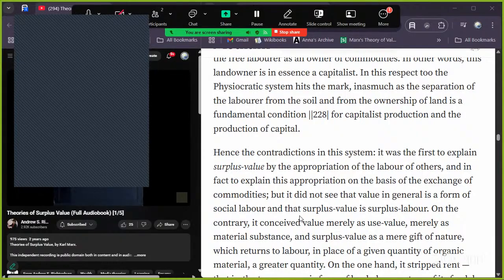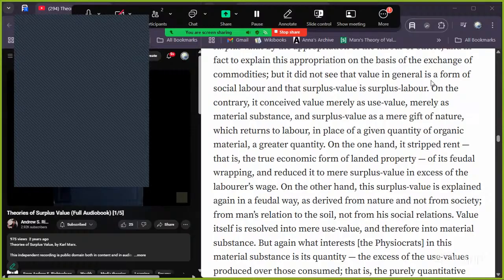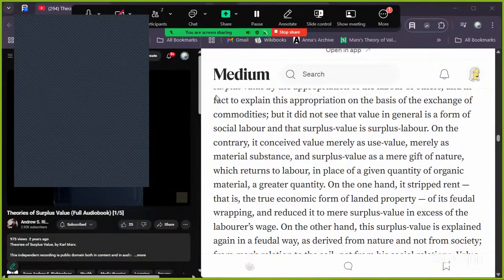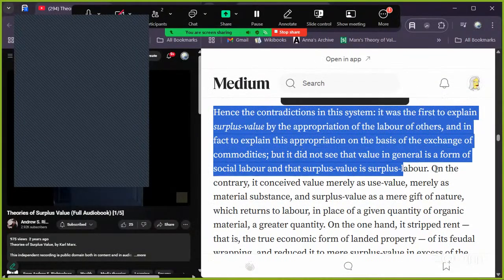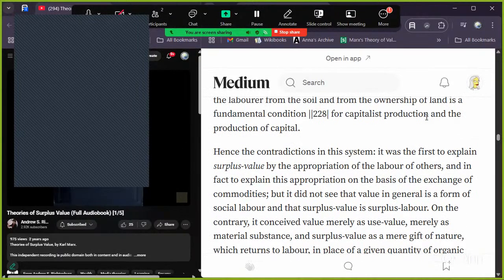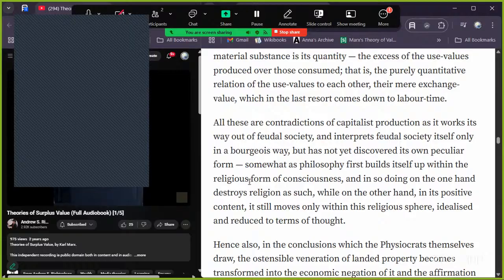On the contrary, it conceived value merely as use value, merely as material substance, and surplus value as a mere gift of nature, which returns to labor, in place of a given quantity of organic material, a greater quantity. On the one hand, it stripped rent, that is the true economic form of landed property, of its feudal wrapping, and reduced it to mere surplus value in the excess of the laborer's wage. On the other hand, this surplus value is explained again in a feudal way, as derived from nature and not from society, from man's relation to the soil, not from his social relations.